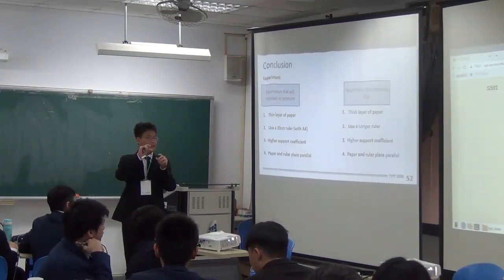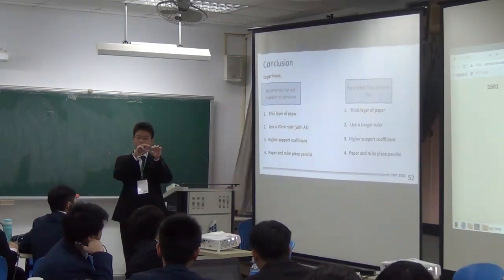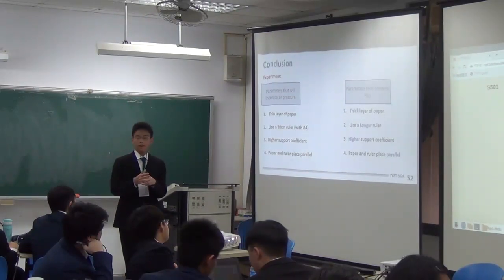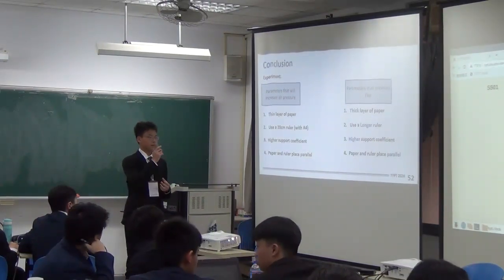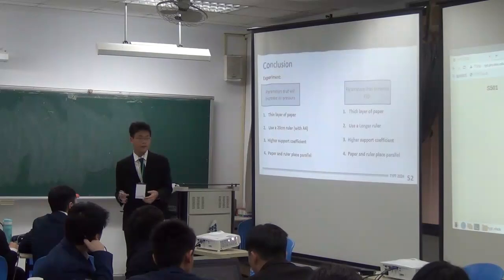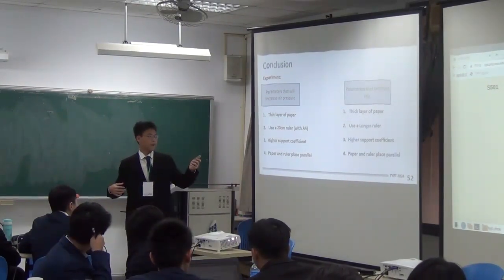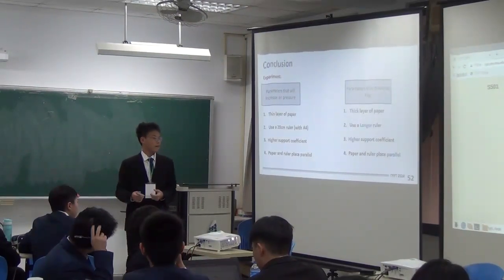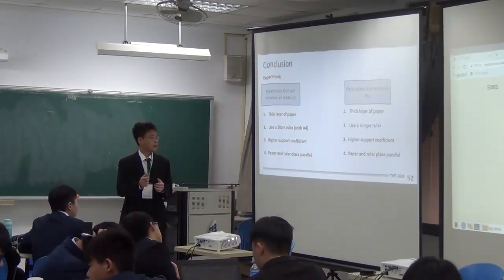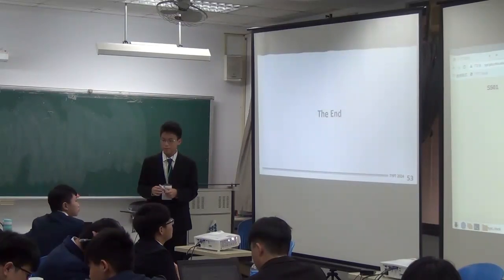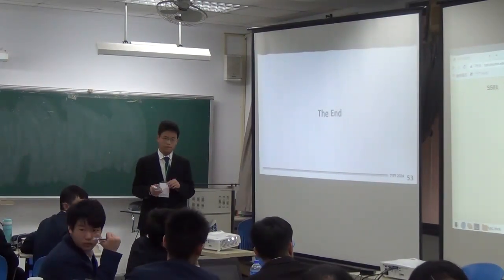So if I have thick layers of paper, it will be heavier. Even though it's harder to form an air pocket, the heavier paper is more significant in this phenomenon. And if you use a longer ruler and higher support coefficient, then the ruler and paper need to be placed parallel. And that's the end of my presentation. Thank you. Okay, question from opponent.